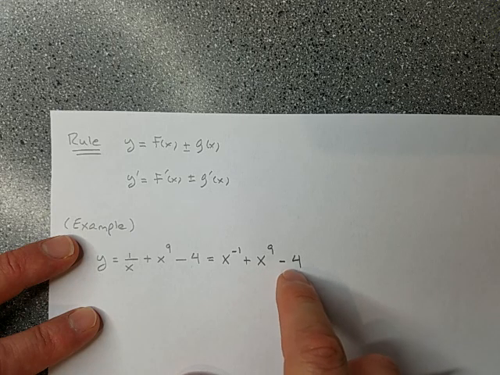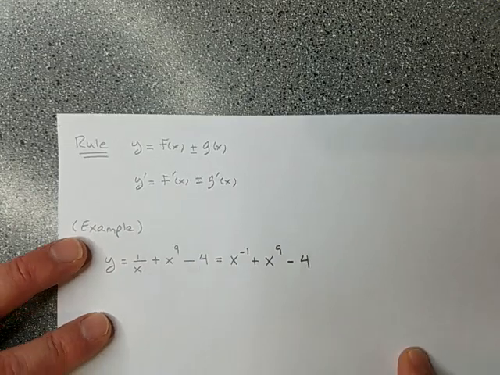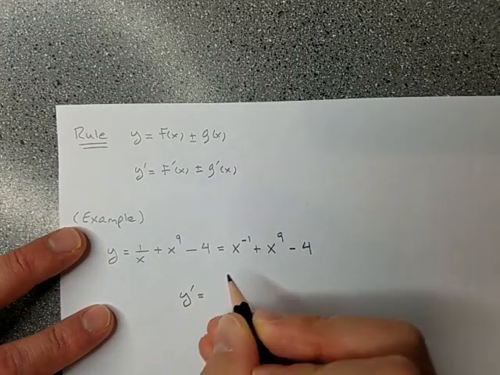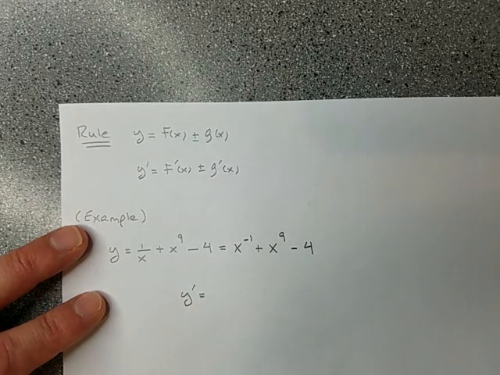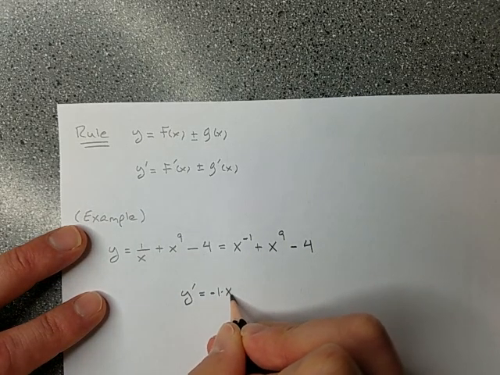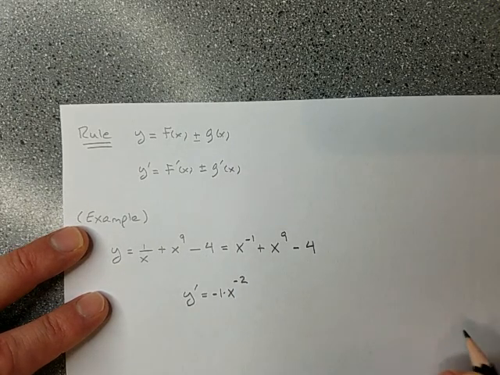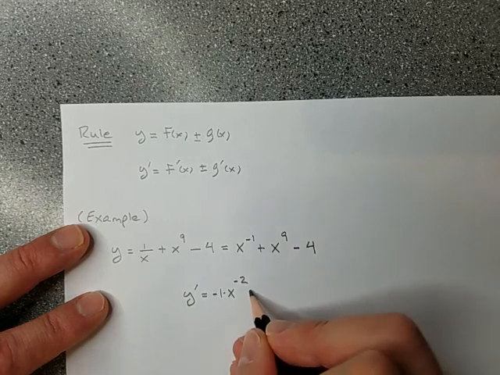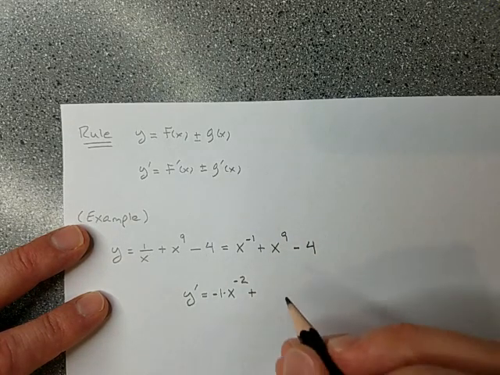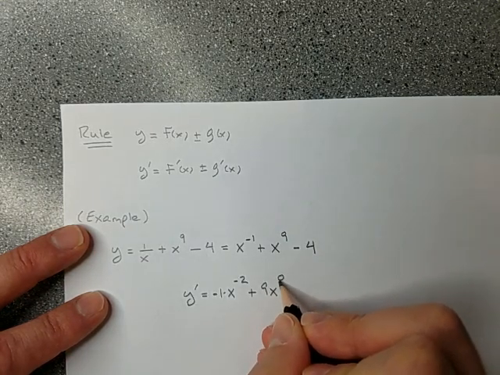subtract the derivative of that. I work on these individually. Okay? All right. So here it goes. Y prime is... what's the derivative of x to the minus 1 power? That'd be minus 1 times x to the minus 2 power. Okay? What do I do with the plus? Well, I carry that down. What's the derivative of x to the 9th power? That would be 9 times x to the 8th power.